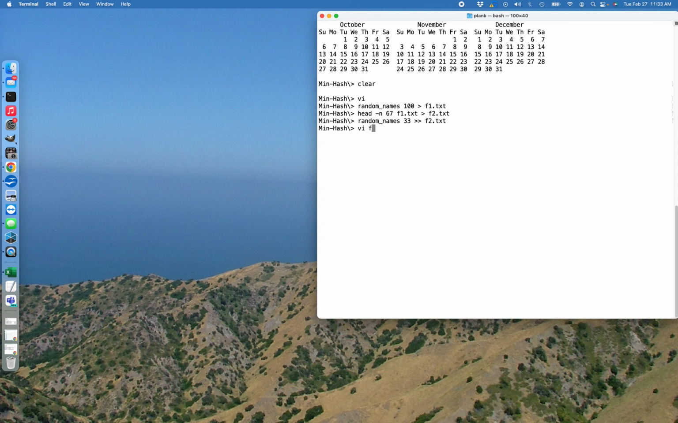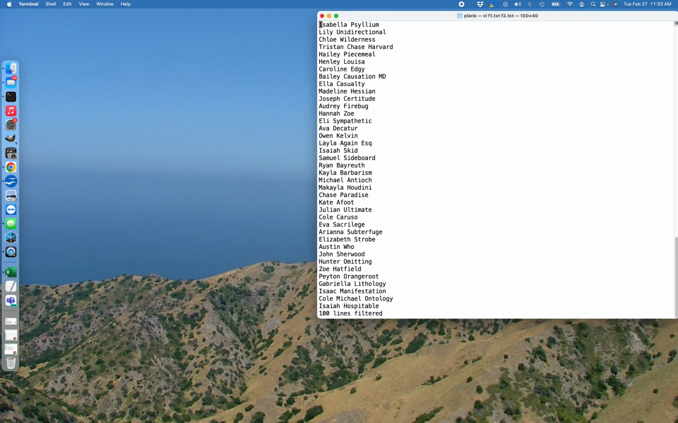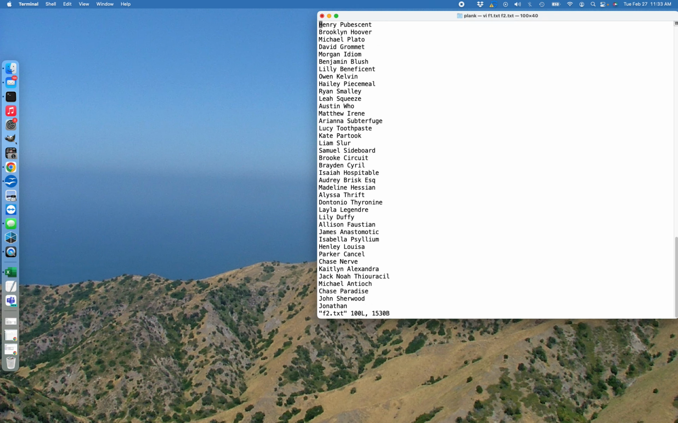And here. Okay, so this one's got 100 names. Always starts with a good one, doesn't it? Let's randomize that. Boom, randomizes it. Okay. And here we also have 100 names. Let's randomize these guys.